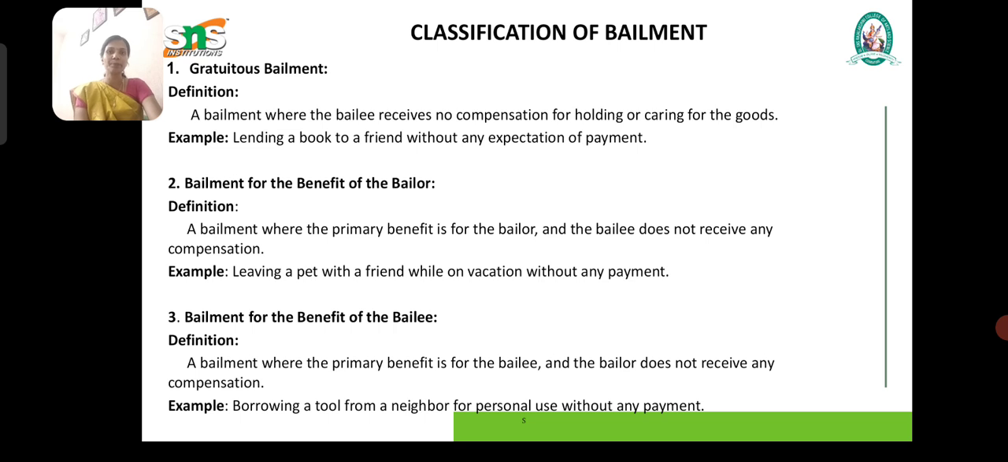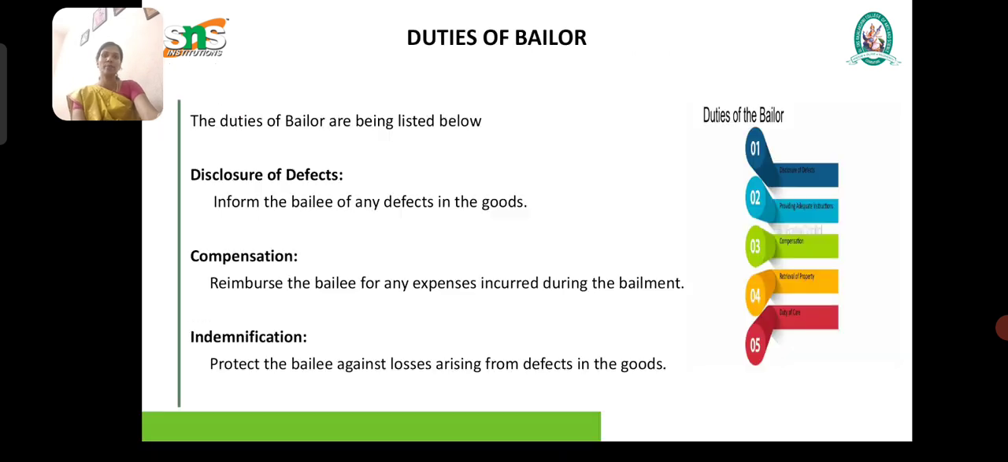Next one is bailment for the benefit of the bailee. What is the benefit to the bailee? That is the third one: borrowing a tool from a neighbor for personal use without any payment. If you get some tools for your personal use from your neighbor or your friend or your colleagues, that is called the third one. You can use them and you can return them to them in the particular period.